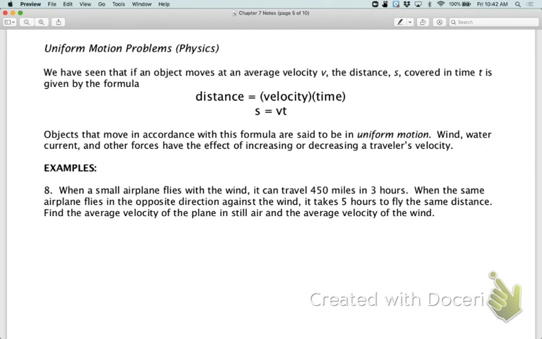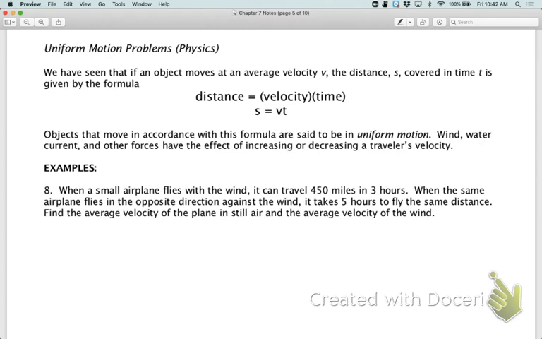So the first one we're going to look at today is uniform motion. You might see this in physics or definitely engineering if you're involved in travel, whether it be as a pilot or a Navy captain or something like that. These are all things that you're going to have to take into account.